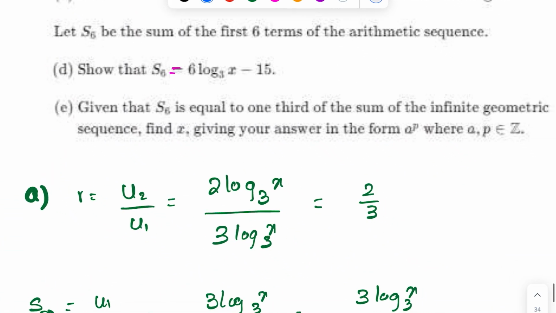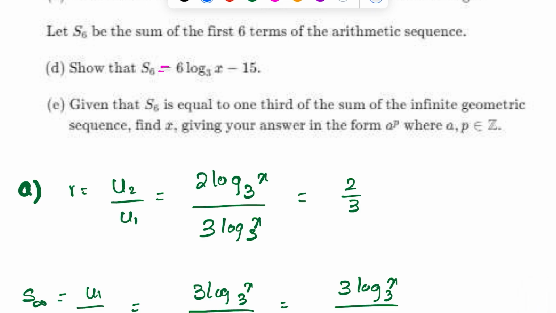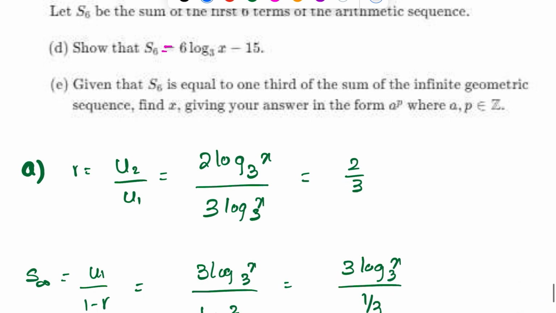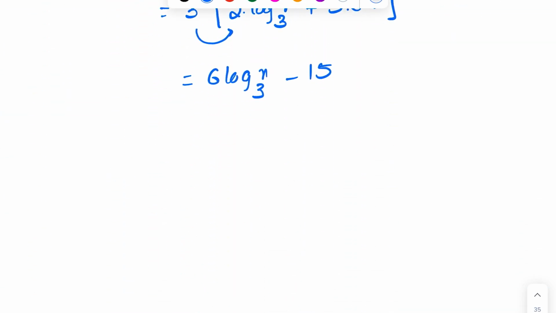Then finally, given that S6 is equal to 1/3 of the sum of the infinite geometric sequence, find the value of x, giving your answer in the form a to the power of p. So what he says, for part E, S6 equals 1/3 of S infinity. S6 is nothing but what we just got?